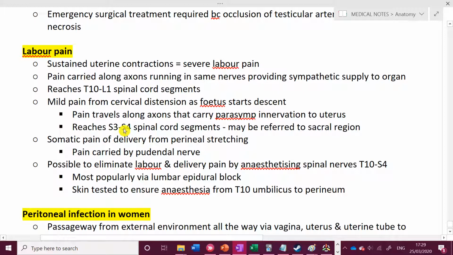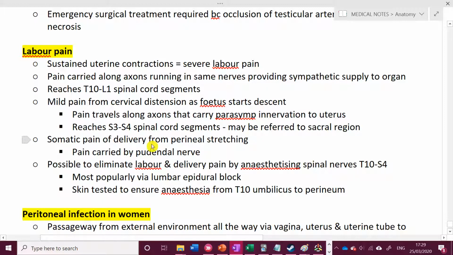Labour pain results from birth, obviously, when women are giving birth to a baby. Sustained uterine contractions can cause very severe labour pain, and the pain is carried along axons running in the same nerves providing sympathetic supply to the organ, so it reaches the T10 to L1 spinal cord segments. The mild pain can start from cervical distension as the fetus begins its descent. The pain travels along the axons that carry parasympathetic innervation to the uterus and reaches S3 to S4 spinal cord segments, and may be referred to the sacral region.